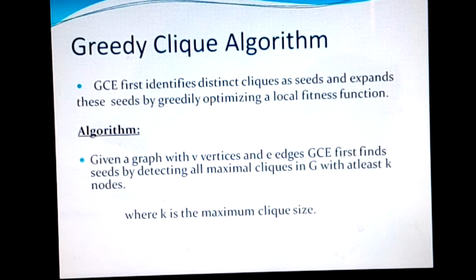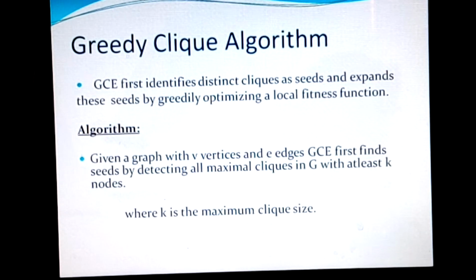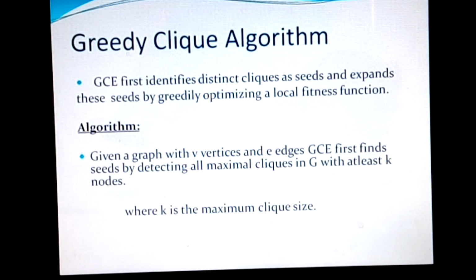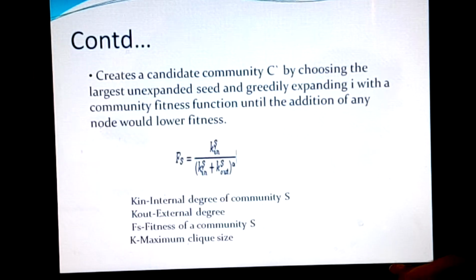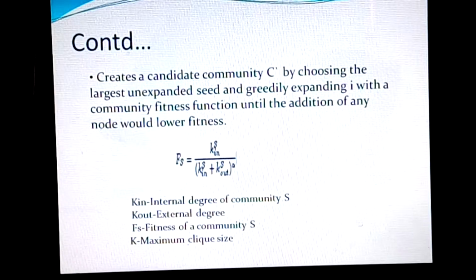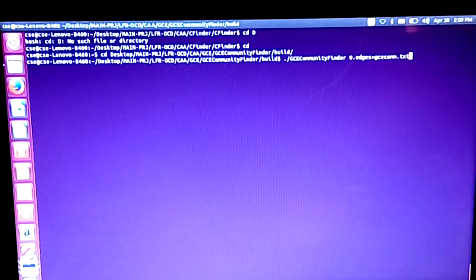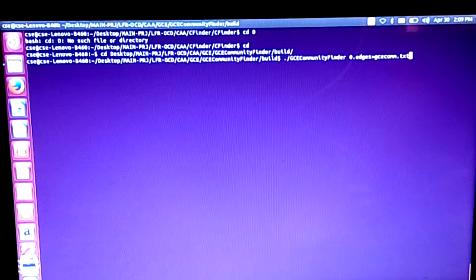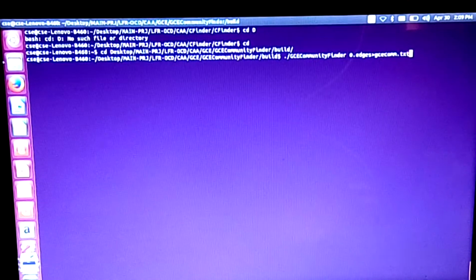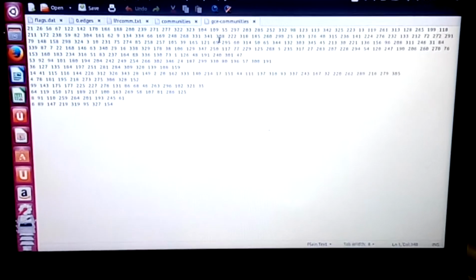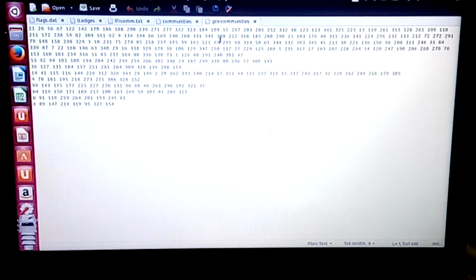Next is the greedy clique expansion algorithm. This algorithm identifies distinct cliques as seeds and expands these seeds by greedily optimizing a local fitness function. The local fitness function is this one. And now the execution of the GCE algorithm. The input file 0.edges is passed to the GCE algorithm, and the output communities are redirected to gccom.txt.